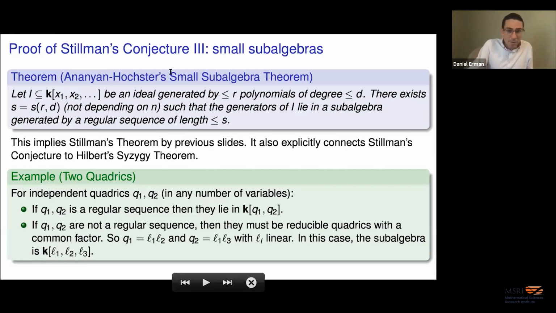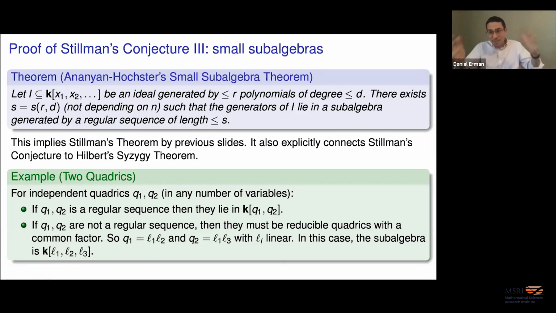So just as an example, if you have two quadrics, there's basically two cases. If they're a regular sequence, then they're in the subalgebra generated by themselves. If they're not a regular sequence, then they have a linear form in common. So they're L1 L2 and L1 L3 with the Li's linear, and then they live in the subalgebra generated by those linear forms. So there's only two cases. And more generally, any ideal of at most R polynomials of degree at most D will branch into essentially a finite number of cases similar to this example. That's what the argument on the previous slide is showing.